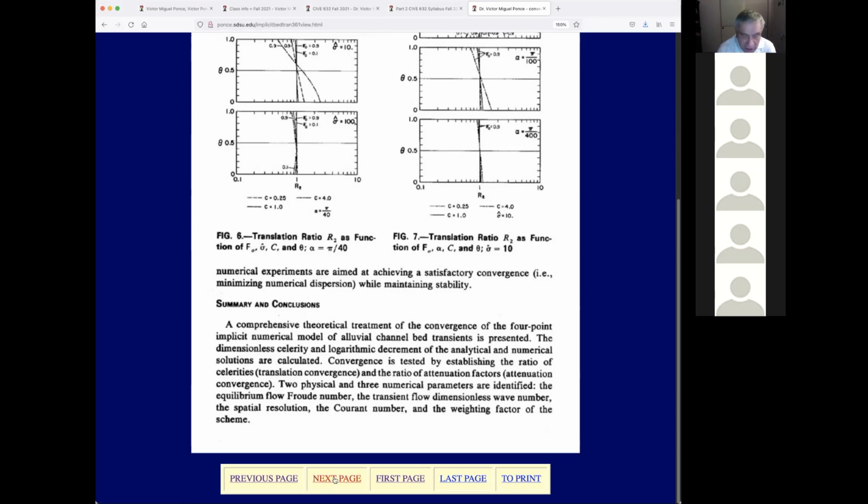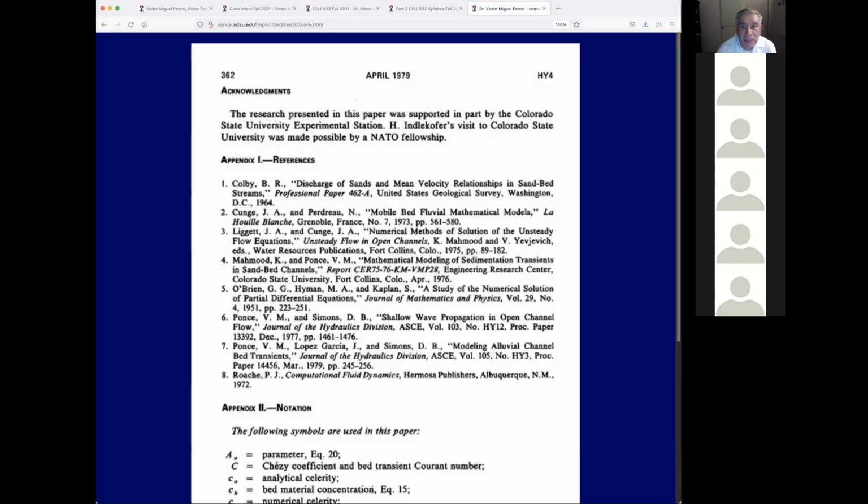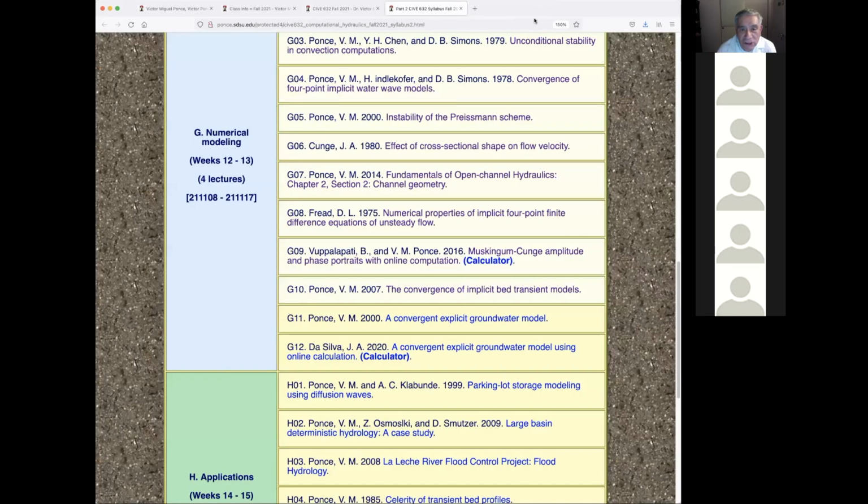So that is basically this paper on the convergence. As you can see, many of the things that we said for the convergence of the bed transient models are reiterating in more or less the same vein of what we did when we did the water models.